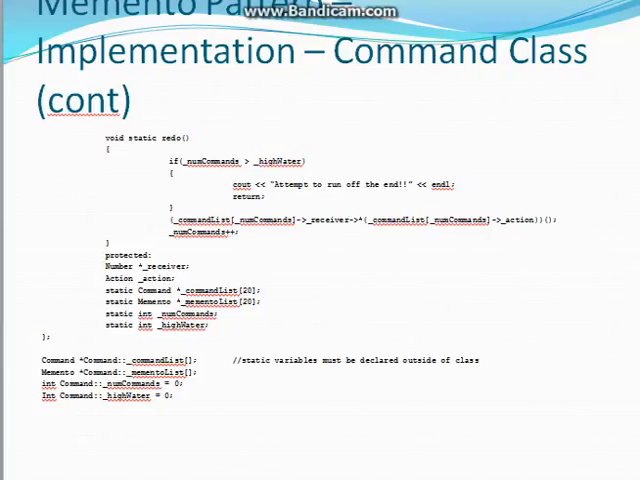And then we have all the variables here that I mentioned. Number receiver is just the number class that corresponds to this caretaker class. Action is what we use to make this actually work. I don't fully know the details behind it, but this is what was presented to me. And then we have our command list, our memento list, number of commands, and high water.